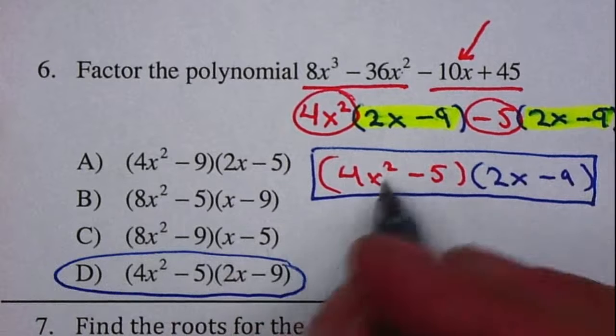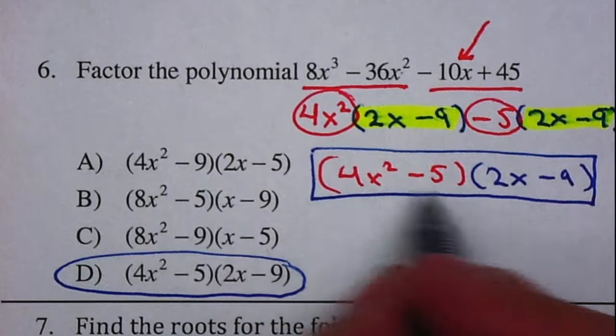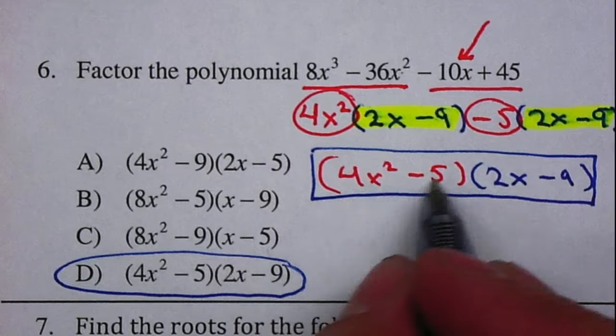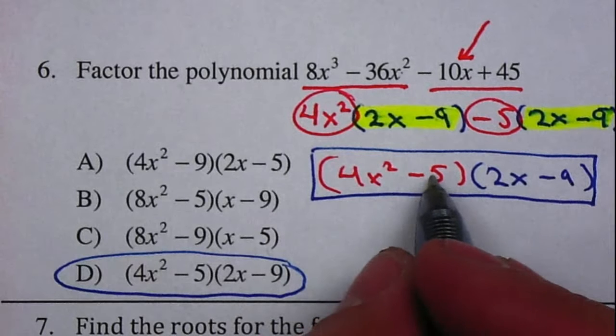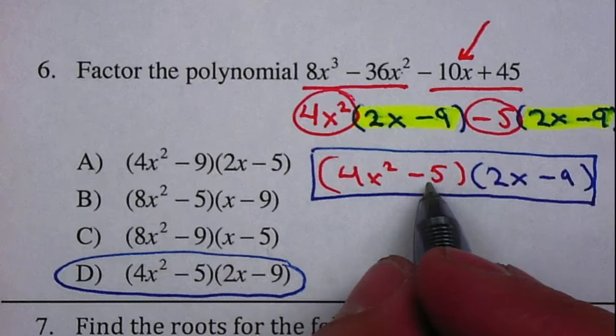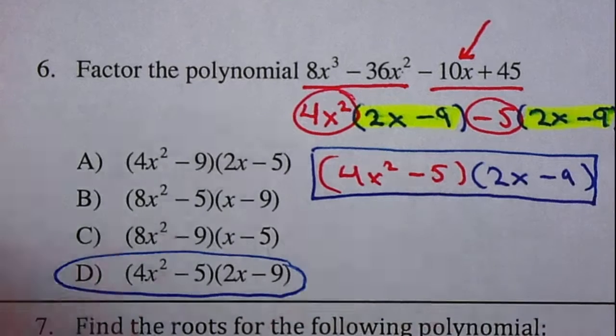Now be careful. Sometimes you can still factor this further. If this was a 9 or a 25, then that would be the difference of 2 squares. Since this is just a 5, it's not a perfect square and can no longer be factored. But in this case, your answer will be letter D.